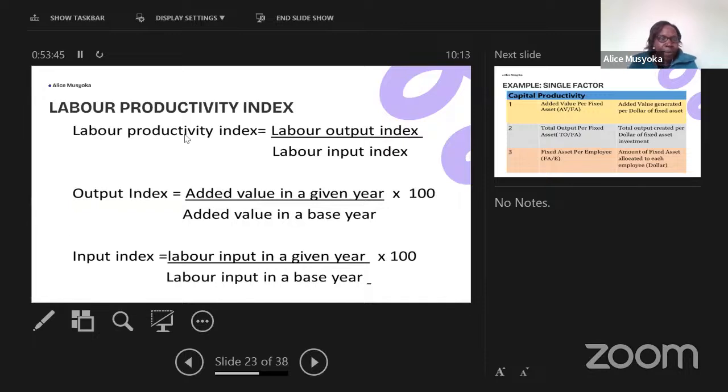So if we come to labor productivity index, you take labor output index divided by labor input index. And then if you want to calculate the output index, you look at added value in a given year divided by added value in a base year, you multiply by 100. If you want to look at input index, you will look at labor input in a given year divided by labor input in a base year, what you had as the baseline.